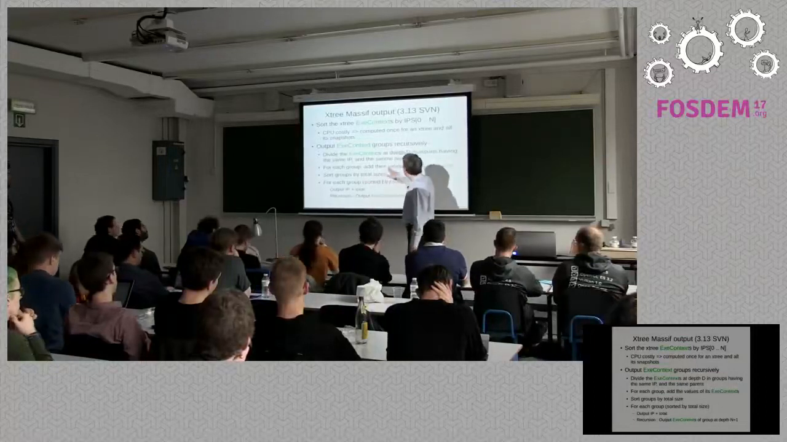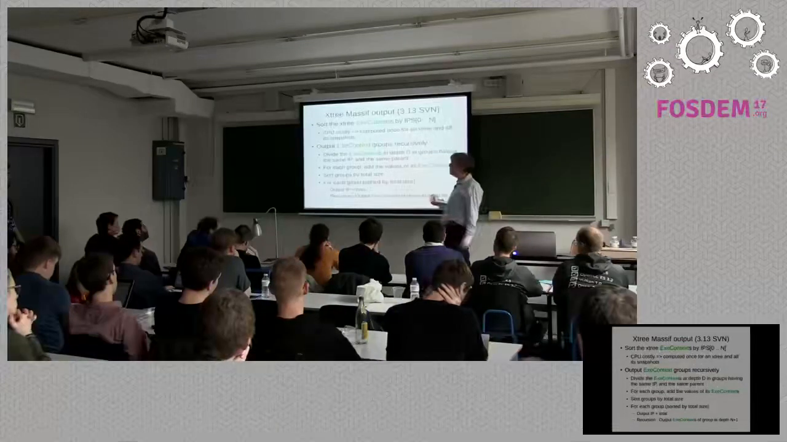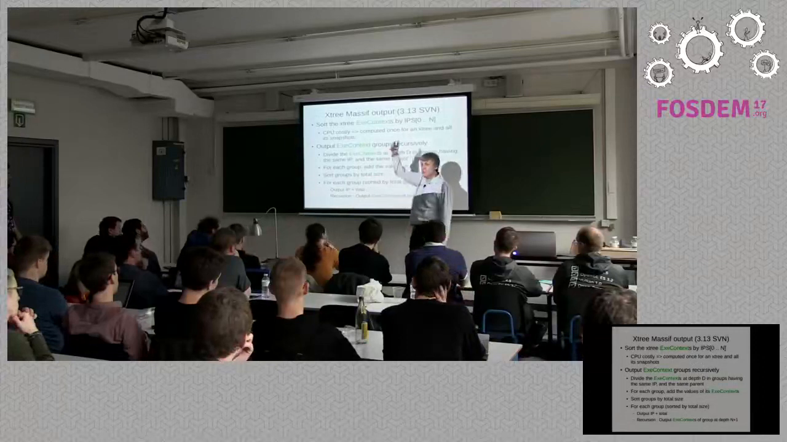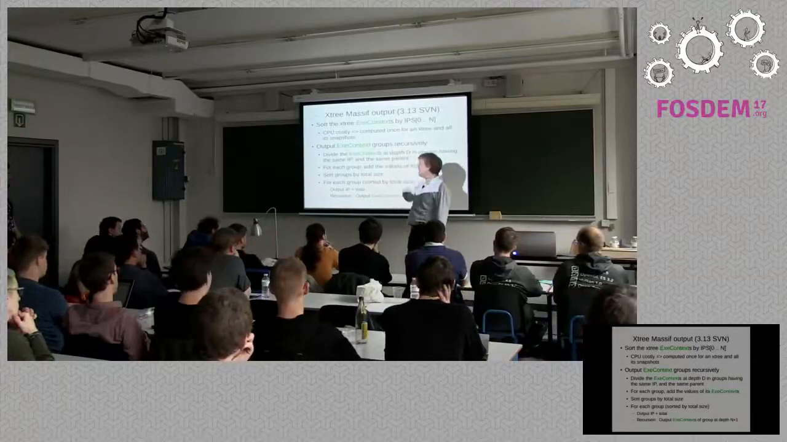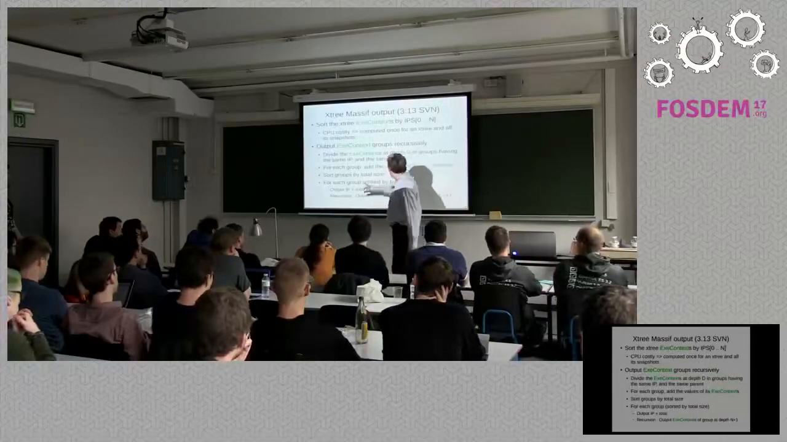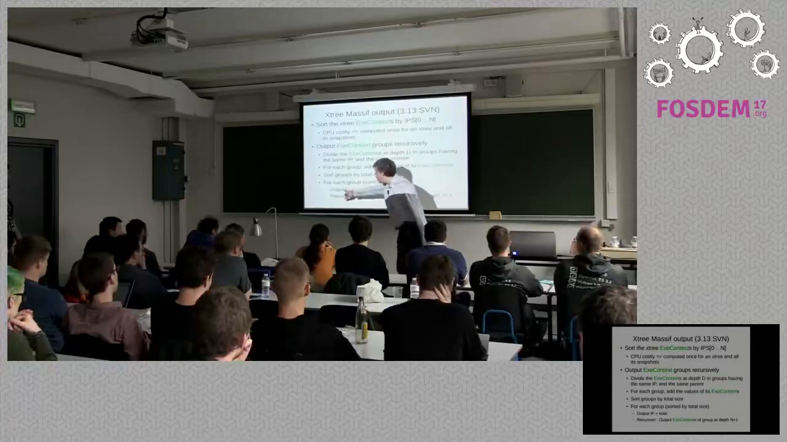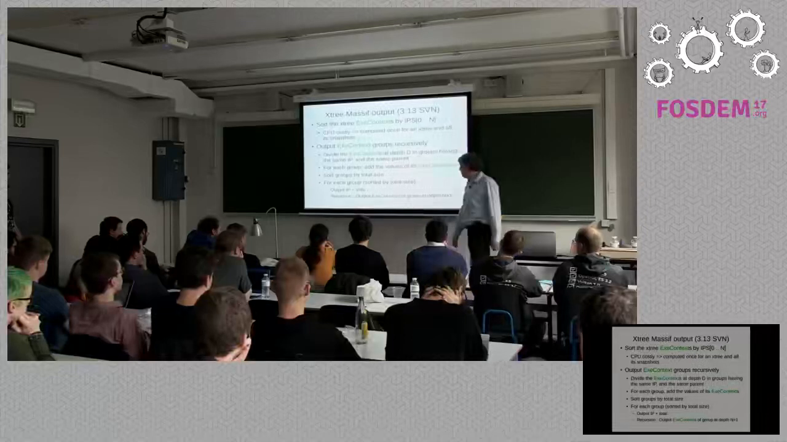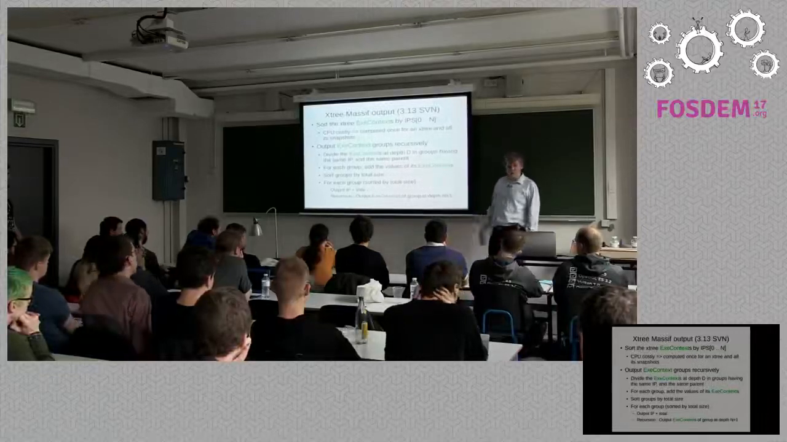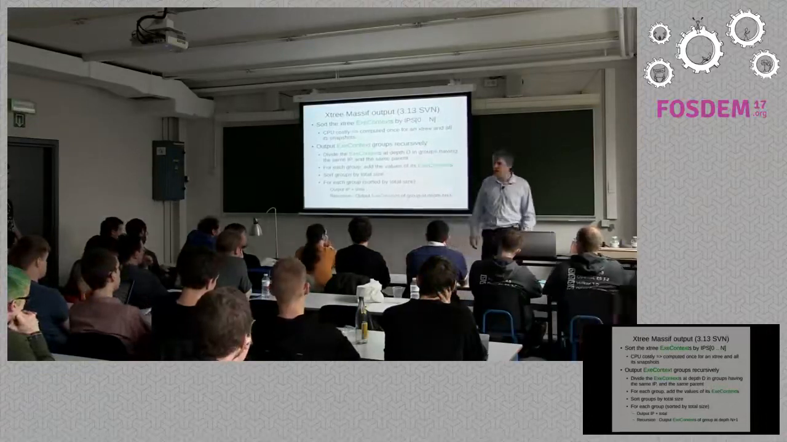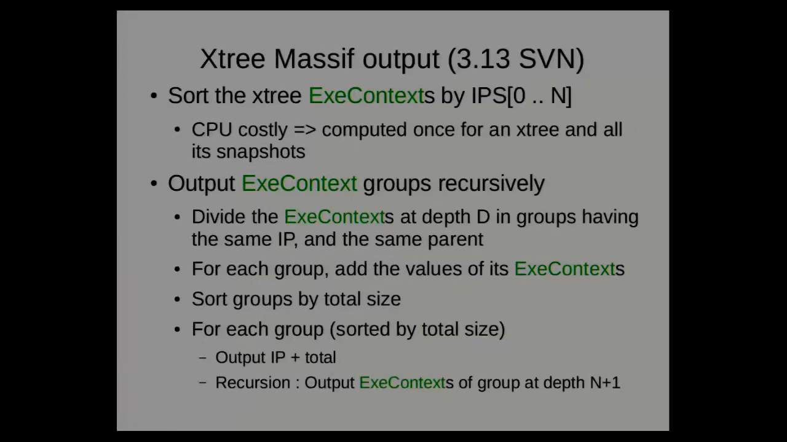So when we have added the value of all the exec context members of this group, we sort the groups by total size, because the Massif output is sorted: the bigger group at the beginning and the group having allocated less after. And so for each group sorted by total size, we output the function and the total, and then we recurse: we output the exec contexts of the group at depth n plus 1. So I managed to put the algorithm on one slide, but if you look at the code, it doesn't fit on one page.